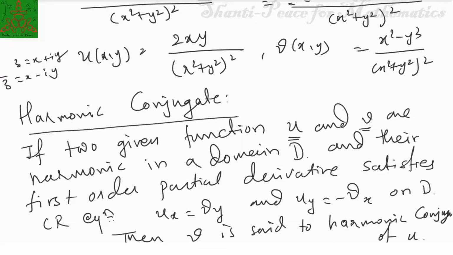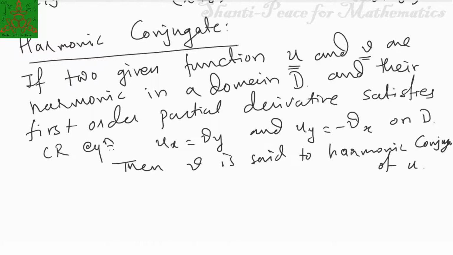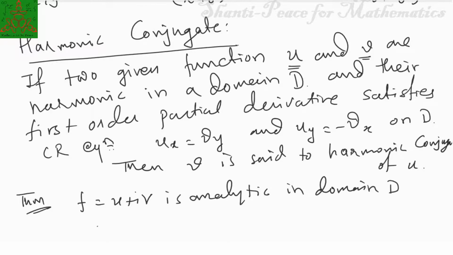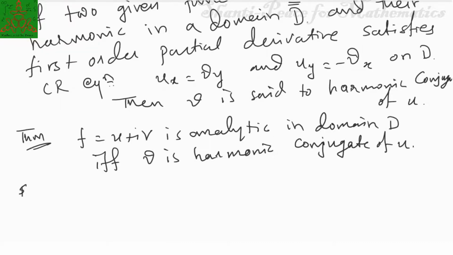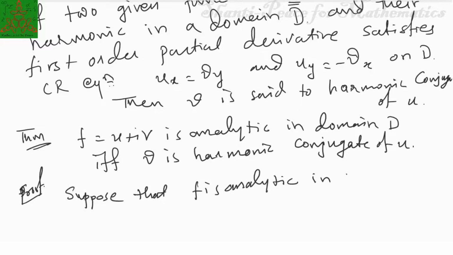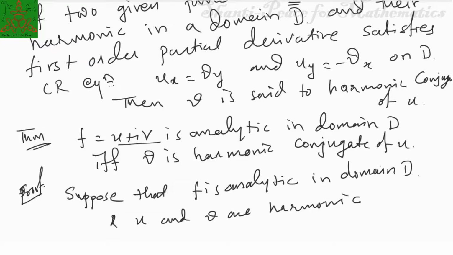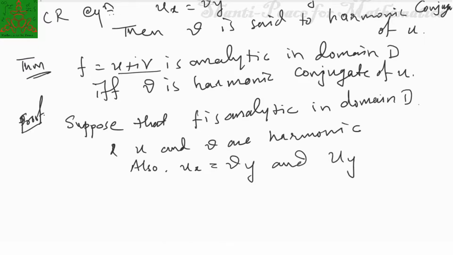Now the question is, what should be the relation between this harmonic conjugate and the analytic function? So the next is a theorem, and it is very easy to visualize: f equal to u plus iv is analytic in a domain D if and only if v is a harmonic conjugate of u. That is easily seen. Proof: suppose that f is analytic in a domain D, then we have just proved that if f is analytic and of the form u plus iv, then u and v are harmonic. Since it is analytic, it satisfies the CR equations, that is ux equal to vy and uy equal to minus vx. So we say that v is a harmonic conjugate of u.